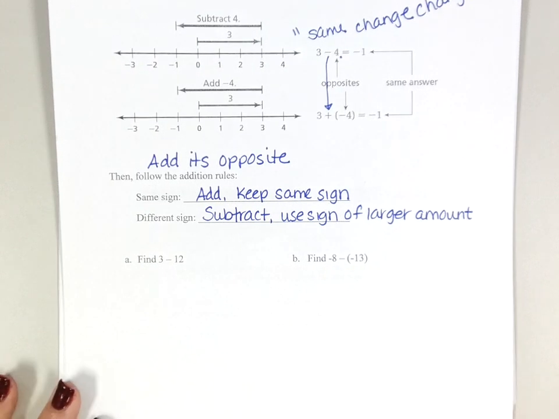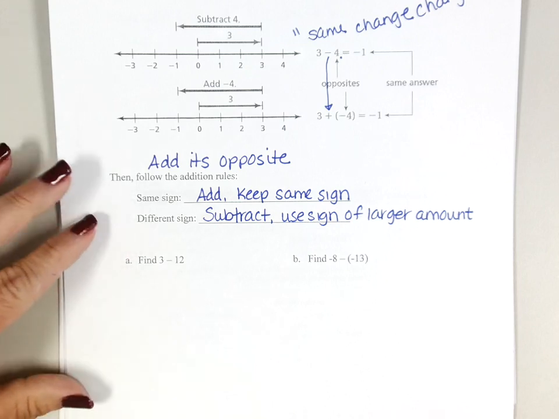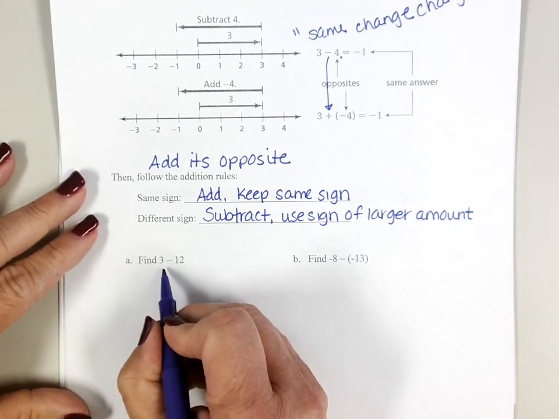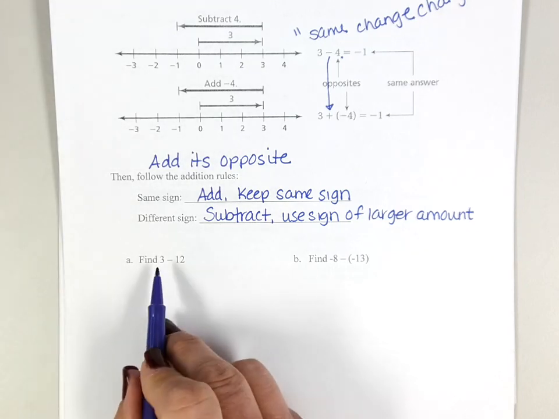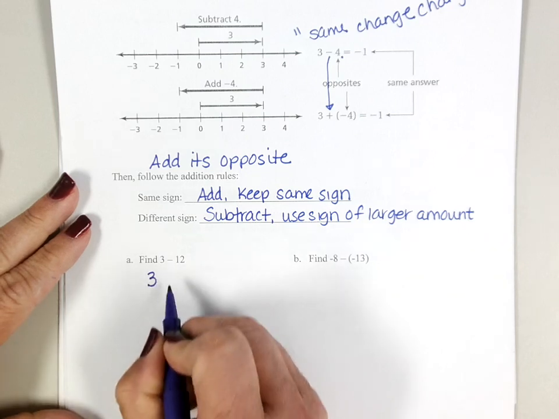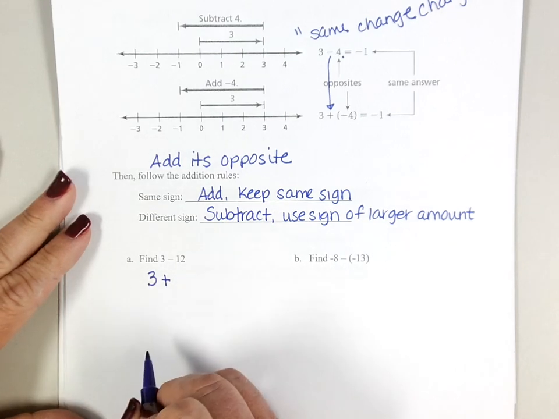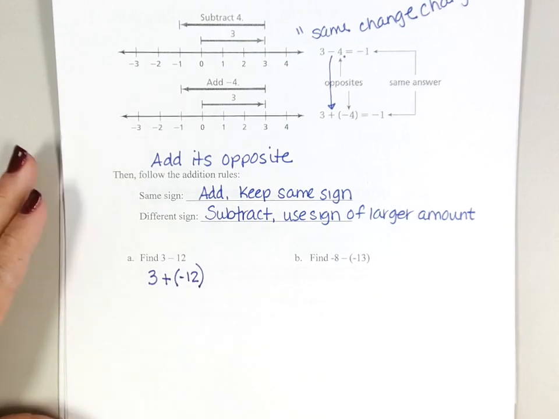Okay, so we're going to change these. We're going to rewrite them so they're an addition problem first. And then we're going to follow our addition rules. So I do this anytime I have subtraction with a negative, or I'm doing a small number minus a big number. So the first number stays the same, subtract turns to plus, and the positive 12 now becomes negative 12.